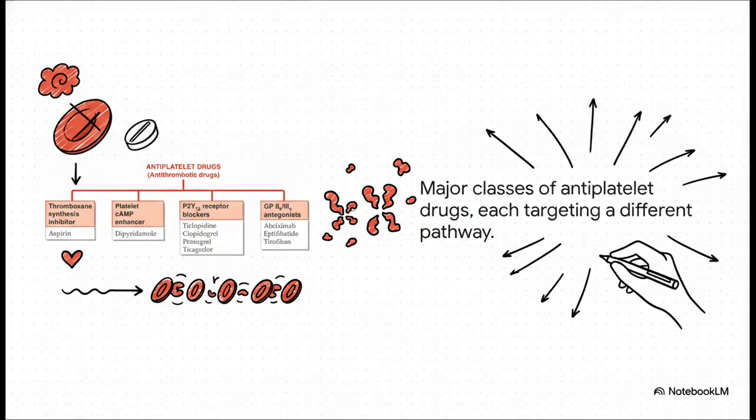And this chart here, it basically shows our different strategies, our different lines of attack against the platelet. We can block a pathway involving something called thromboxane. That's where aspirin comes in. Or we can block a specific receptor on the platelet called the P2Y12 receptor. Or, if we want to be really aggressive, we can block the final step of aggregation with something called a GPIIb/IIIa antagonist. So you see, we have multiple ways to tackle this problem.